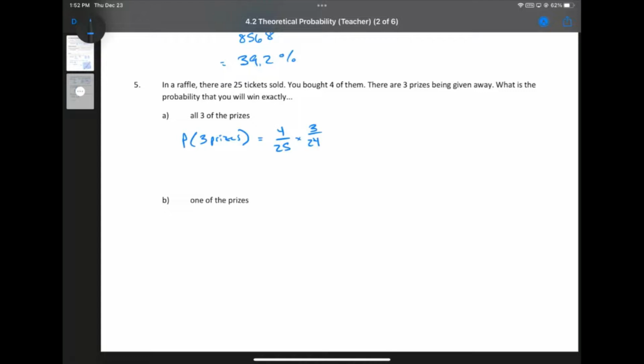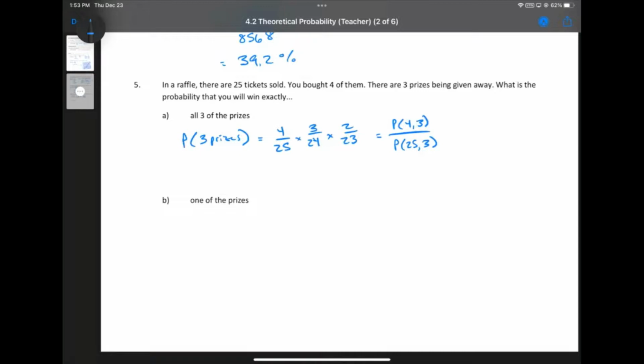Probability you win the last prize, you have 2 tickets remaining. There are 23 to be drawn from. Your probability of winning is 2 in 23. Now, I'm going to point out that we could have done a similar logic, and mathematically it's identical. I'm going to do one extra step here before I write down the answer and point out that the top is really just 4 pick 3, and the bottom is really 25 pick 3.